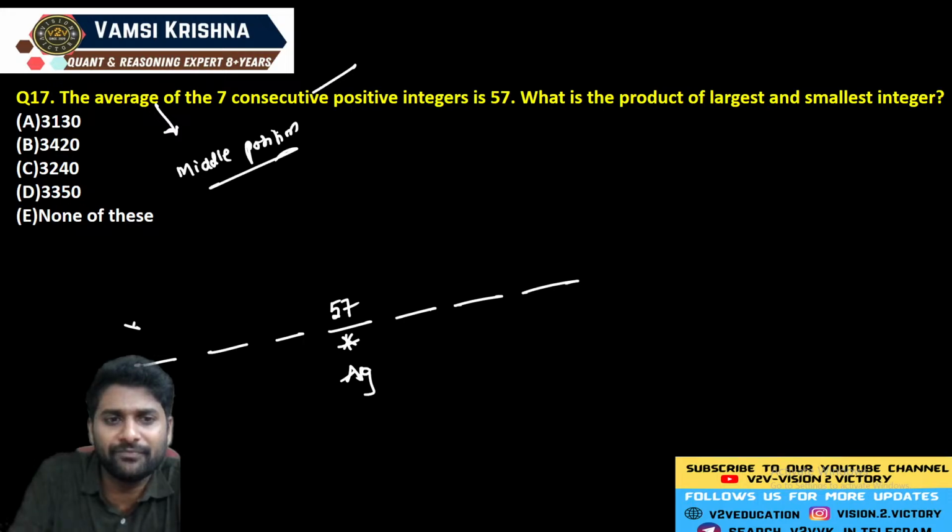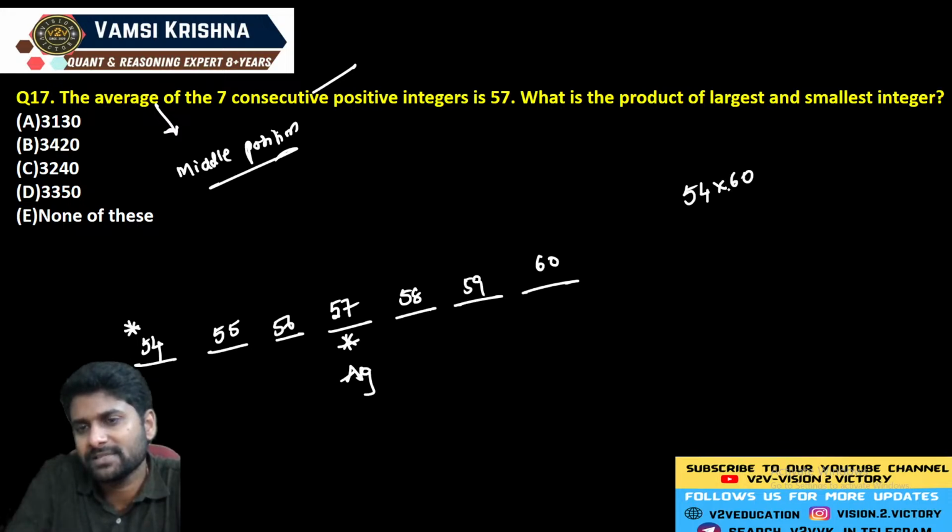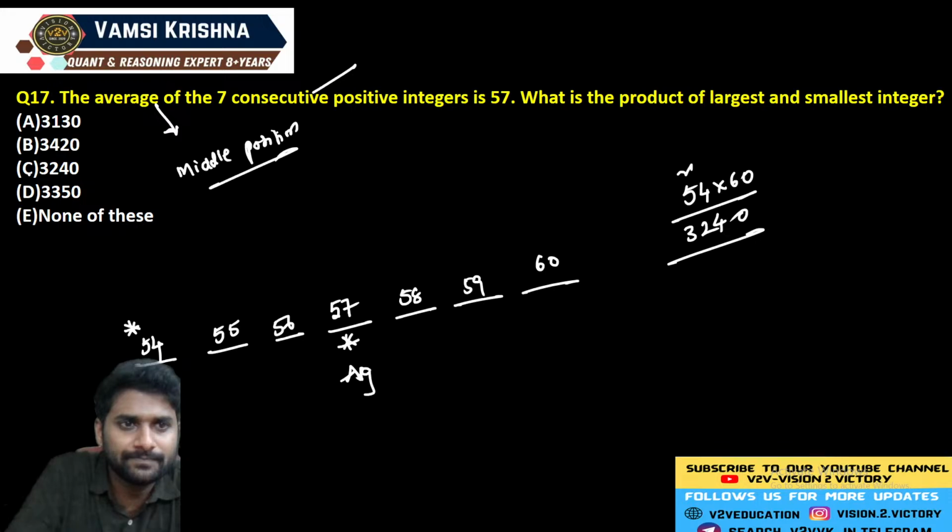So what about the first number here? If you decrease by one number at a time, or directly, you can take the numbers: it's 54, and the largest is 60. Here the question is 54 multiplied by 60, which is 3240.